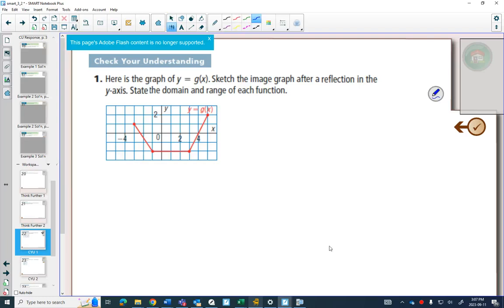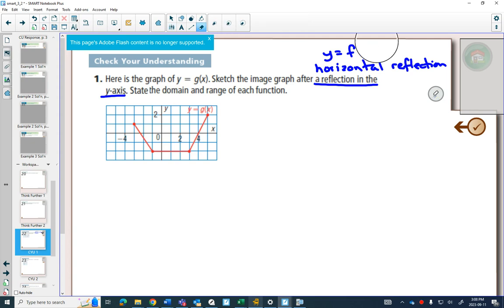First thing I'm going to do is I'm going to underline this part, after reflection in the y-axis. And I'm going to show you all the different ways of asking the same thing. Okay? If it's reflected in the y-axis, and you can sort of imagine it here, can you see that things are moving horizontally? So another way that I could ask this question is ask you to do a horizontal reflection. Horizontal affects the x. So algebraically, well, this is g, so algebraically, the negative would be inside the function with the x.